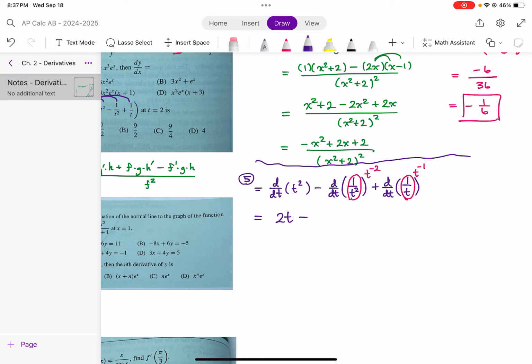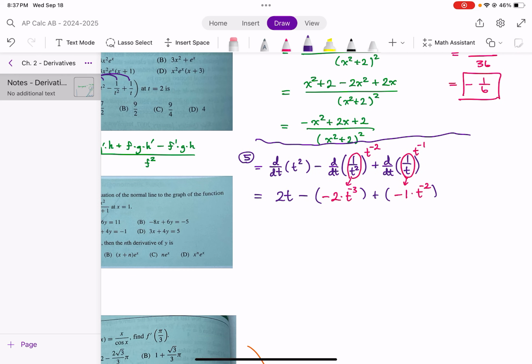All right, so I have minus, parentheses, plus, parentheses. Now I'm going to do these derivatives. I get negative 2 times t to the negative 3. And then over here, negative 1 times t to the negative 2. Remember, you're subtracting 1 from each power. And with negative powers, that means the number kind of gets bigger. Negative 3 has a bigger size than negative 2. So just keep a lookout for that.